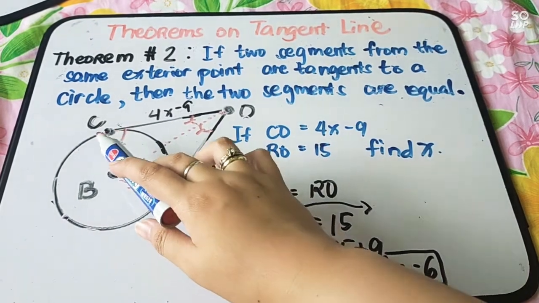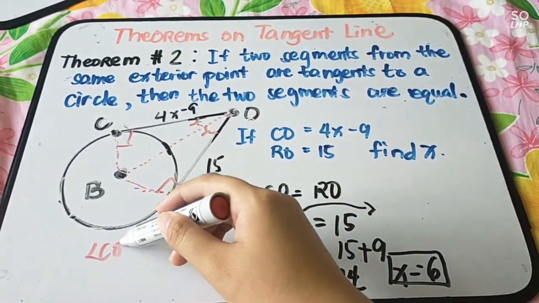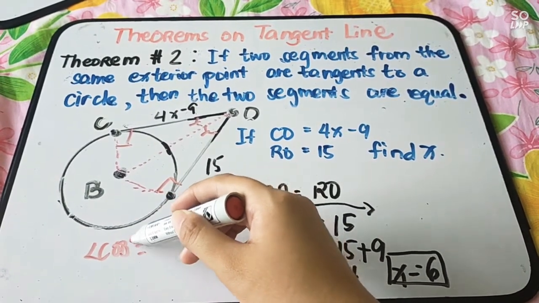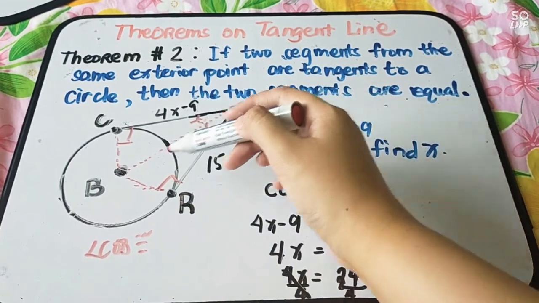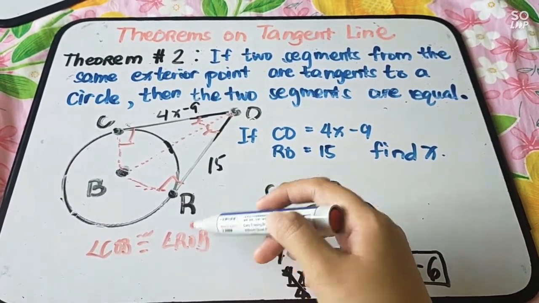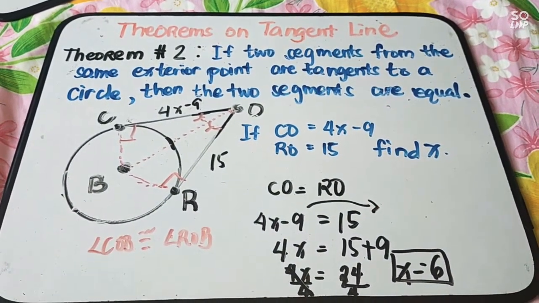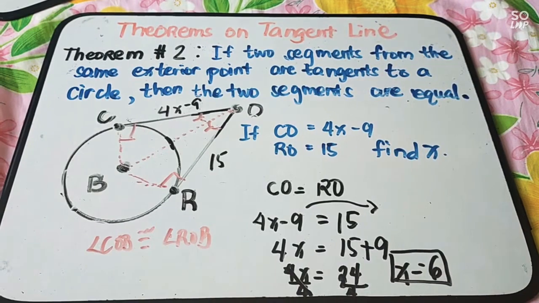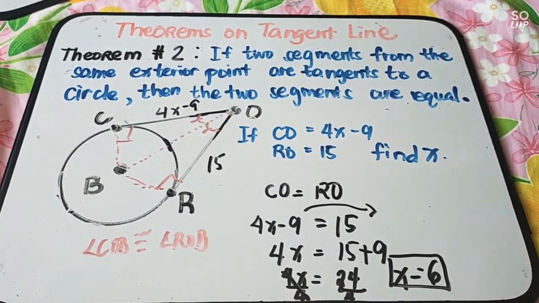Okay? So, angle COB is congruent to angle ROB. Congruent to ROB. They are equal. Okay? So, that's all with theorems on tangent line. Let's move to the next one.